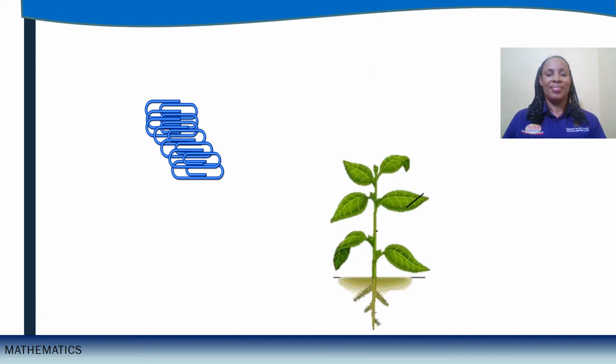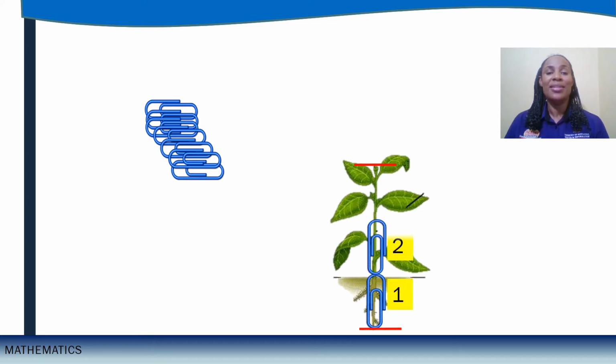Very good. How about this other plant, boys and girls? Can you estimate how many paper clips tall it is? Well, boys and girls, I want to see how good you are at estimating. Let's see. Remember, first we put in our starting point, and there we also have our end point. We will now place the paper clips end to end in a straight line. Let's go. 1, 2, 3 paper clips.